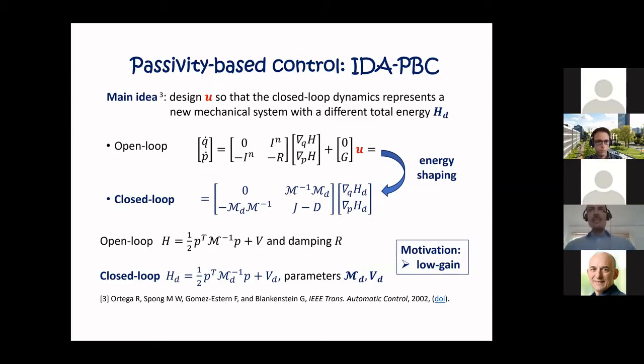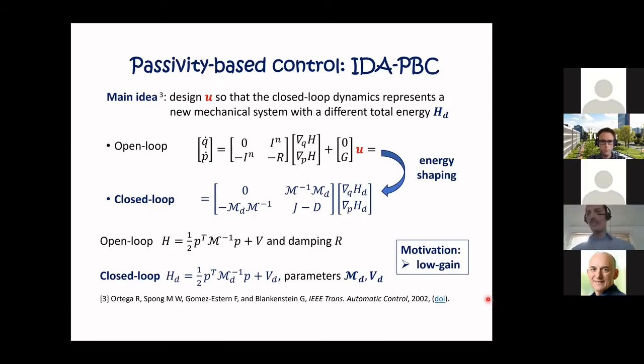The main idea of this approach is to design the control action such that the closed loop dynamics is also Hamiltonian. So we see that this matrix here is Q-symmetric, and it is associated to a different total energy, or Hamiltonian HD, where the inertia matrix MD and the potential energy are design parameters. Why did we choose this approach?